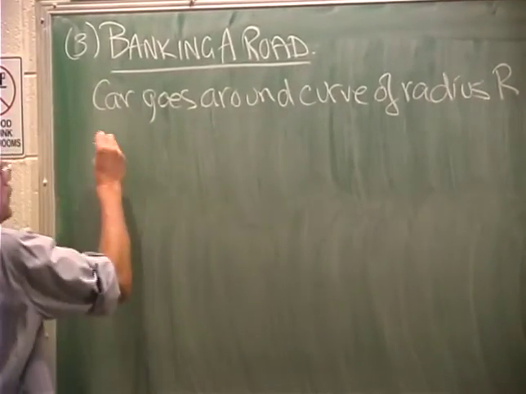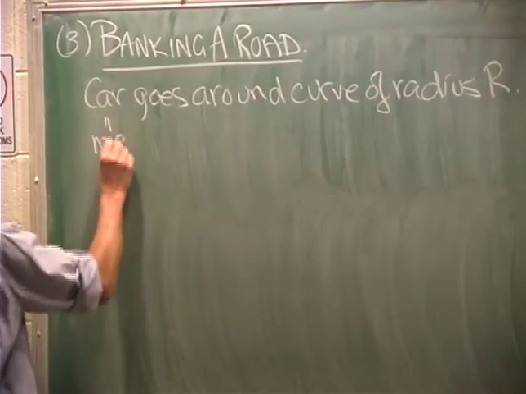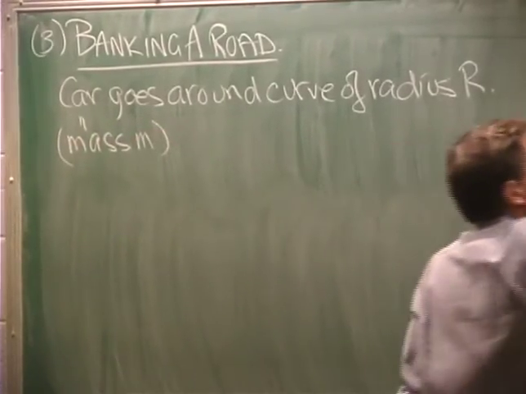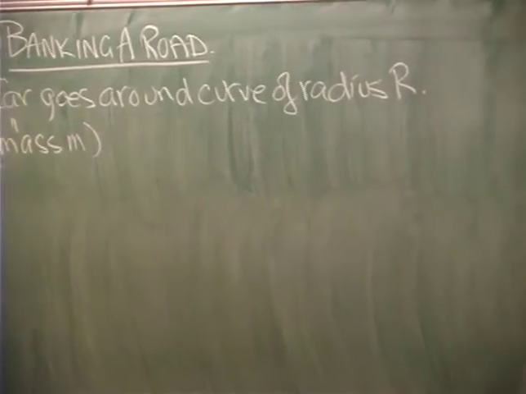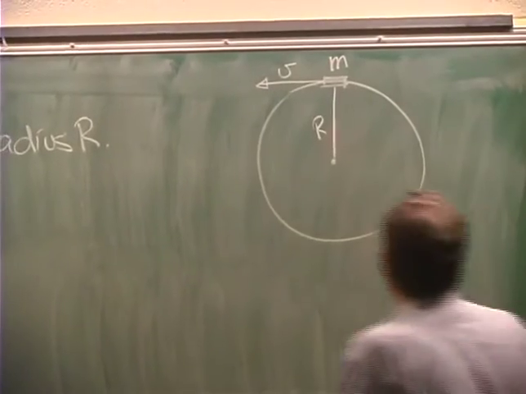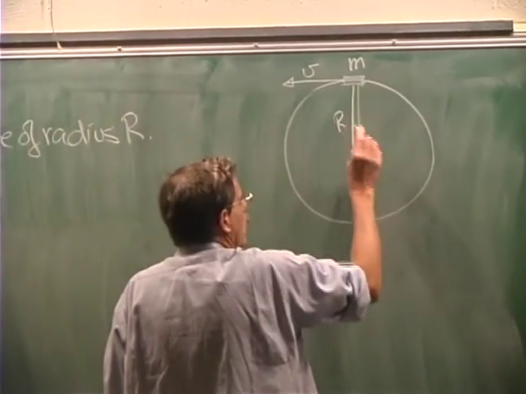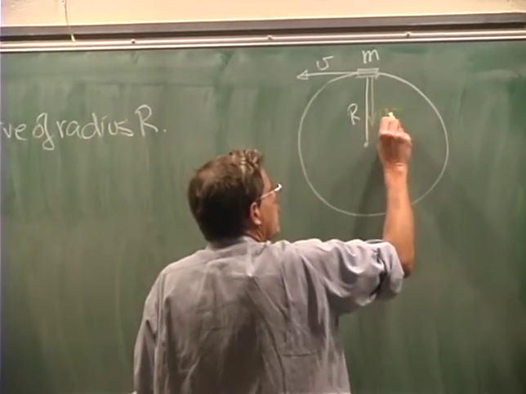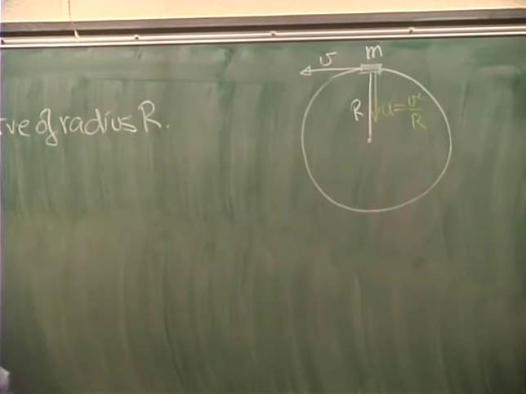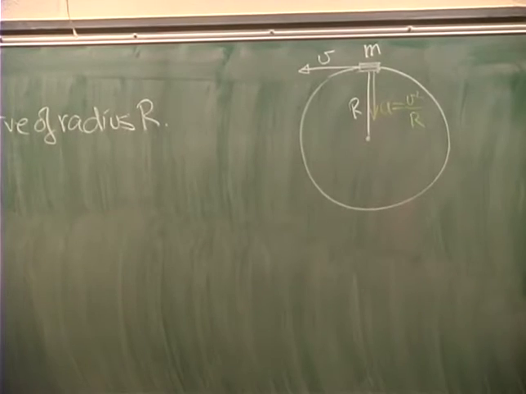And we'll give it a mass. There it is. Because that's going in a circle, it has acceleration in toward the center, and that acceleration is v squared over r. Let's put that in right away. a equals v squared over r. So there's the scene viewed from above.